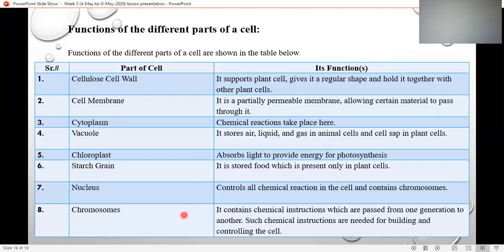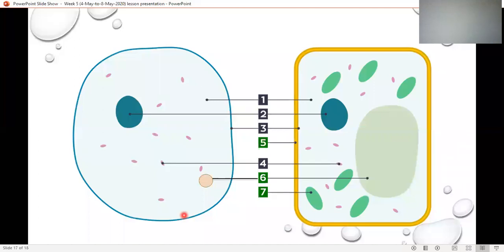Chromosome, it contains instructions which are passed from one generation to another generation. I explained it very well in the last week's lecture. If you have any confusion, just go through that lecture. Okay, I'm giving you a minute to label the diagram. Just write the name of the parts, number 1, 2, 3, 4, 5, and 6. Write down the names of the parts, and then I'll reveal the answer after a minute, and then you have to mark yourself how much you got.